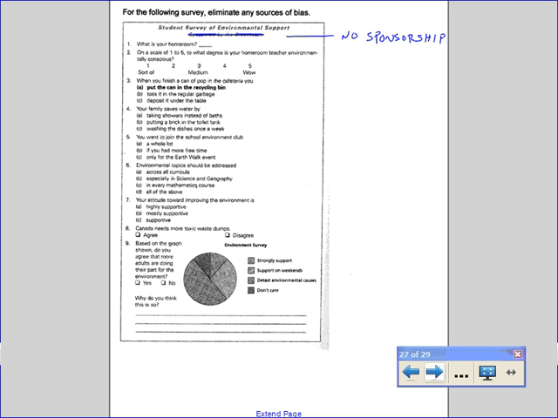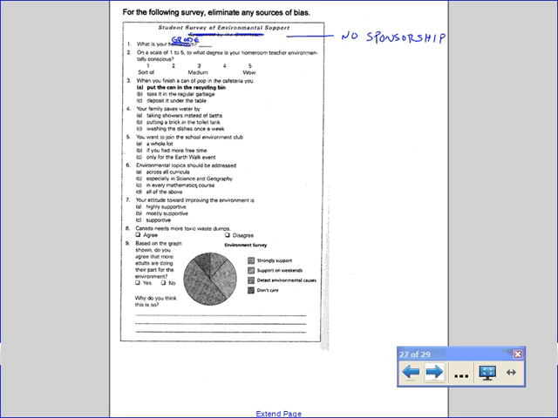What is your homeroom? In our system, and I'll switch it again, in Canada, we go by grade. Americans, there are some that go by homeroom instead. So question 2: on a scale of 1 to 5, to what degree is your homeroom teacher environmentally conscious? Sort of, medium, and wow.